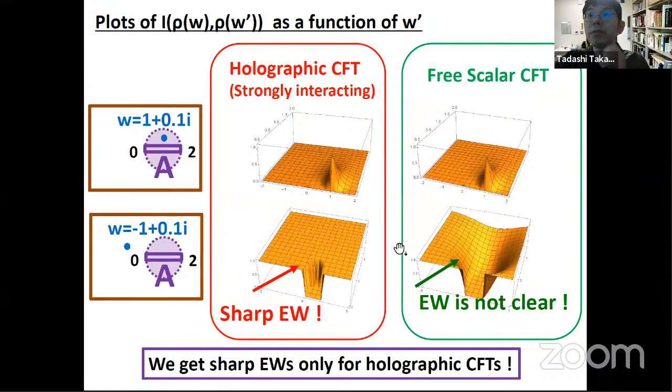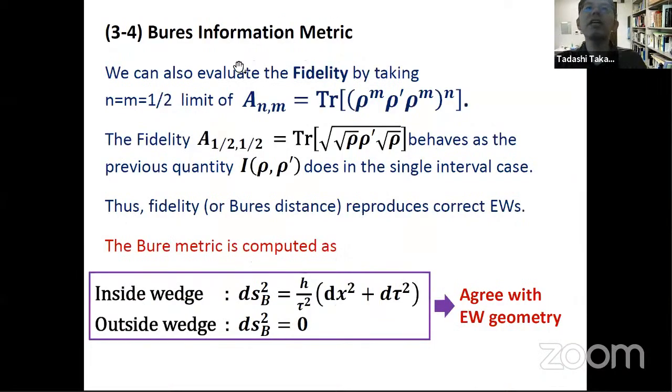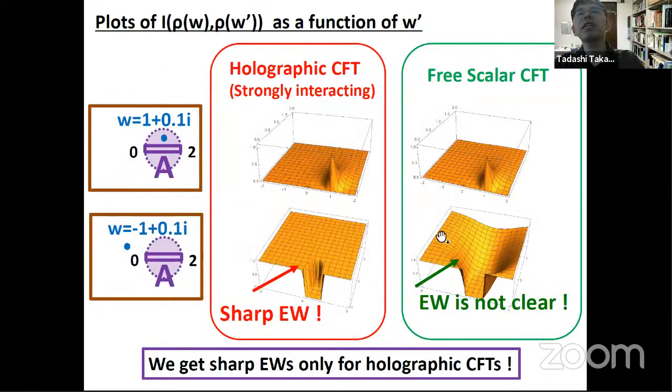But if we look at the free scalar, everything is ambiguous. There is no sharp entanglement wedge. This very sharp structure shows that for holographic CFT, we have a very sharp entanglement wedge. This is quite satisfying because it agrees with what we expect for entanglement. Here, purely using CFT calculation, we derive this entanglement wedge. We don't rely on anything about the gravity side here. And this is actually a calculation of I rho prime, which is not a satisfactory measure.